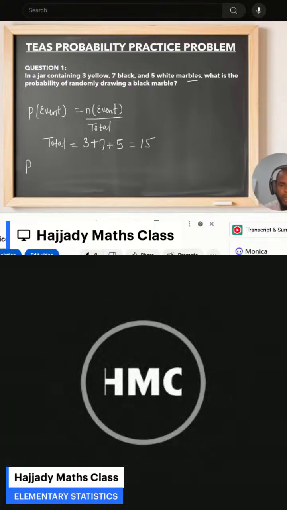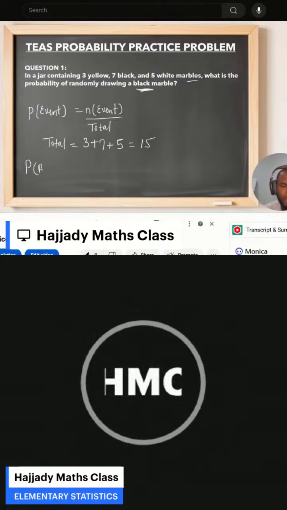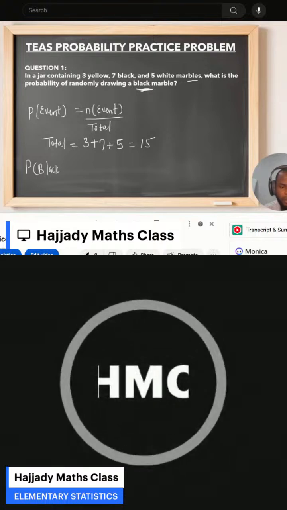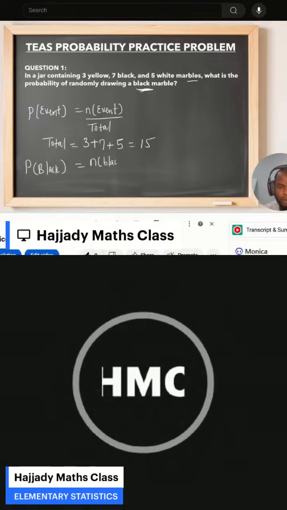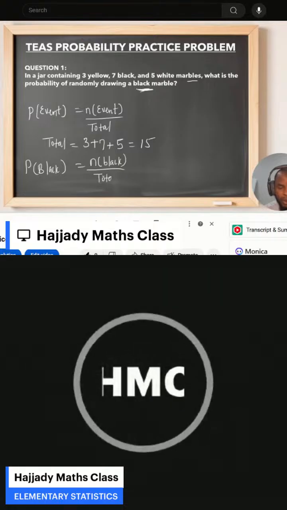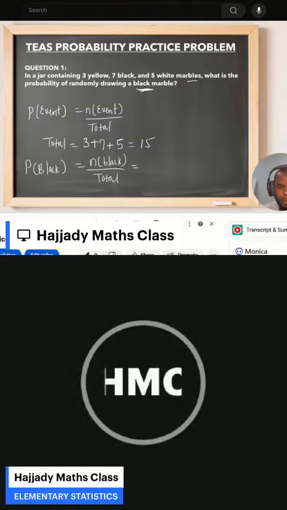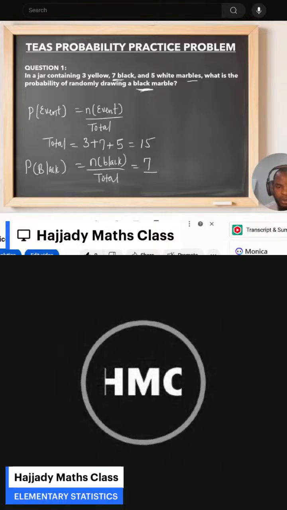So what is the probability of drawing a black marble? The probability of drawing a black marble is going to be the number of black marbles over the total number of marbles. So how many black marbles do we have? Here we can see that we have 7 black marbles over the total, which is 15. This rule is general for any problem you can come across in probability.